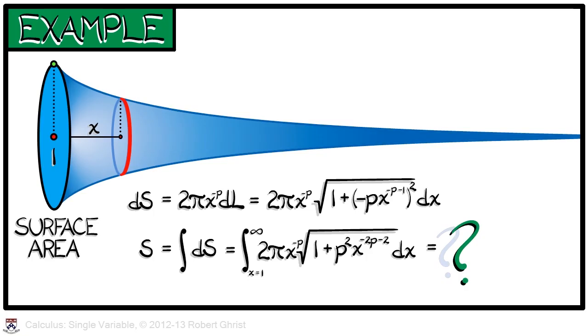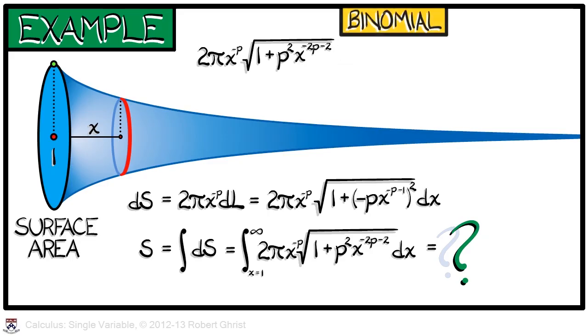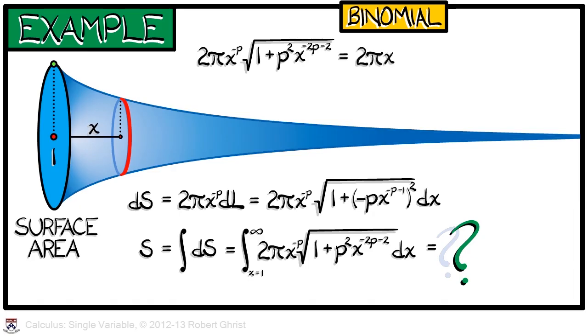determine whether it's convergent or divergent. How do we do that? Recall, what matters is the leading order term. We can apply the binomial expansion to that square root, since when x is very large, the p squared x to the negative 2p minus 2 is very small. And we obtain 2 pi x to the minus p times 1 plus some higher order terms.